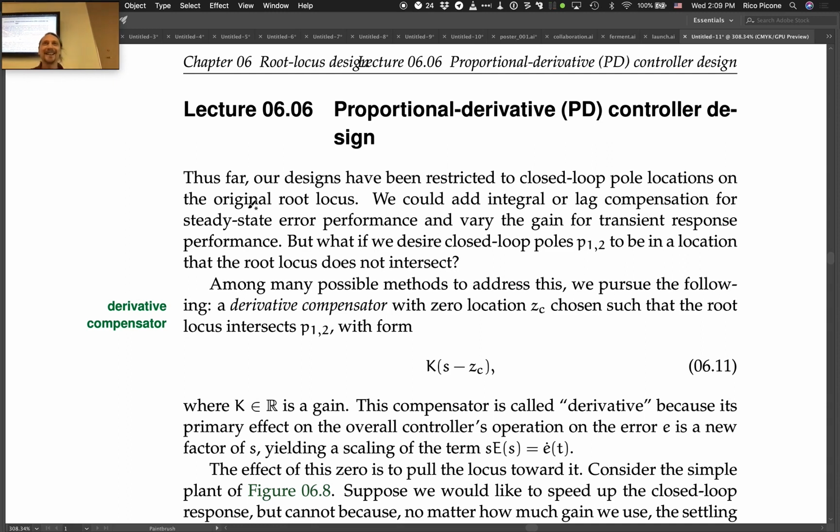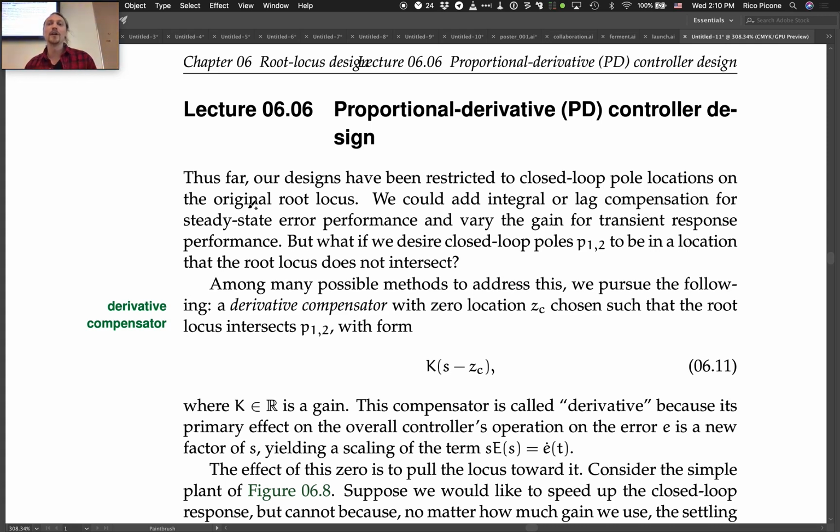Okay, lecture 6.6, proportional derivative or PD controller design. Thus far, our designs have been restricted to the closed loop pole locations on the original root locus. Remember, P control just allowed us to move our closed loop poles along the root locus. So if our root locus didn't go through the closed loop pole location we desired, we're screwed, right? We couldn't do anything about it. But we're going to do something about it today.